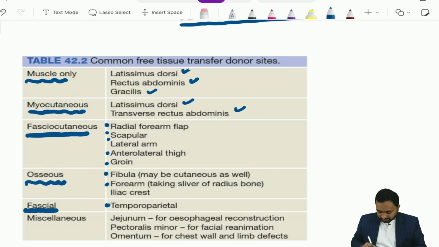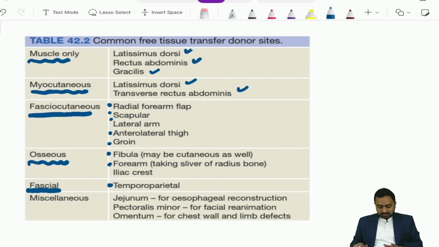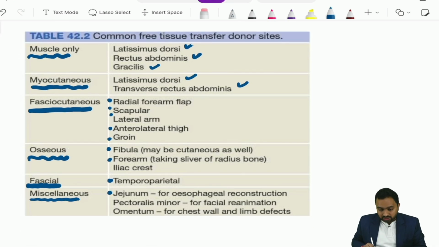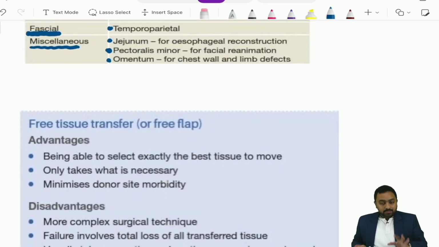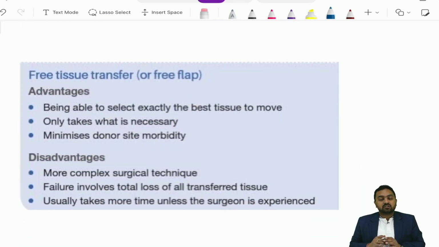Then you have your fascial flaps, which are your temporoparietal, and then there could be miscellaneous like your jejunum for your esophageal reconstruction, pectoralis minor like for your facial reanimation, and omentum for your chest wall or limb defects. Now, coming down to the advantages and your disadvantages of your free flap, the advantages being able to selectively choose exactly the tissue that we need to move. So if we know the defect, we can actually select exactly the best tissue as per the defect, only takes what is necessary, and it minimizes the donor site morbidity.